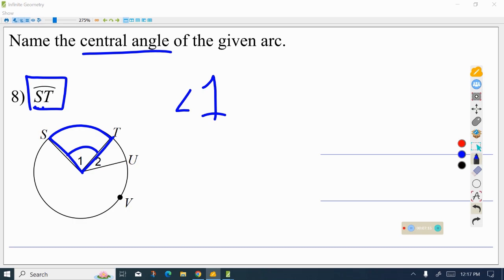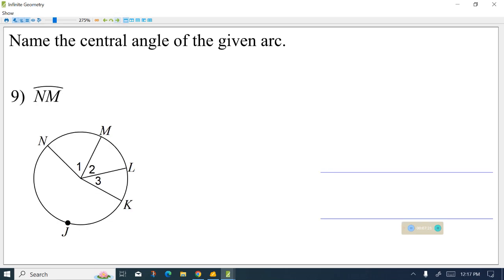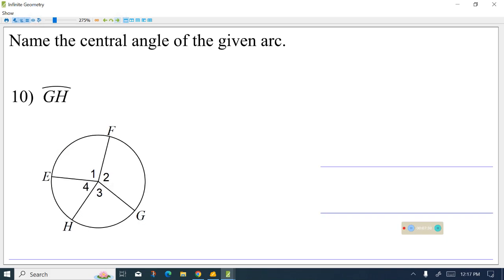So take a look at number 9. What do we got here? Think about it for yourself. Pause the video if you want to think for an extra beat. What we should have here is angle 1. You should have got angle 1 makes NM. I think we can see how that traces back to angle 1. Now for 10, if you could think about this for a second.